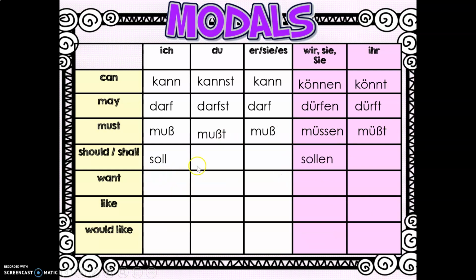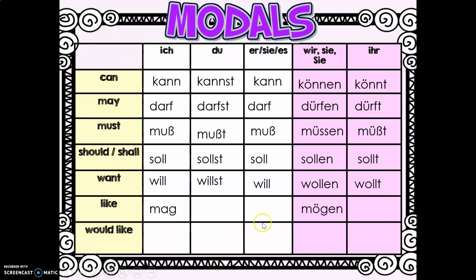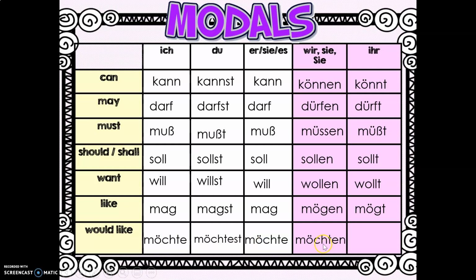Sollen, soll, soll, sollst. The ihr form is sollt. Wollen, will, will, willst, wollt. Mögen, mag, mag, magst, mögt. Möchten, möchte, möchte, möchtest, möchtet.